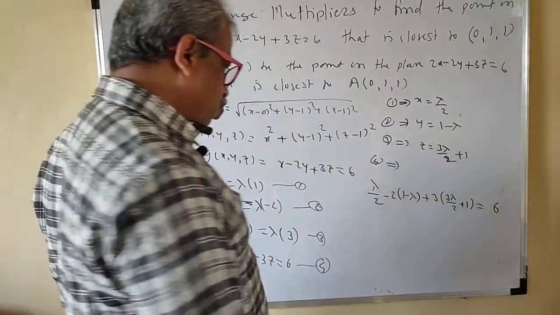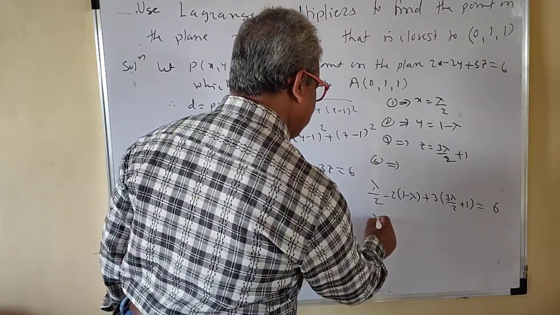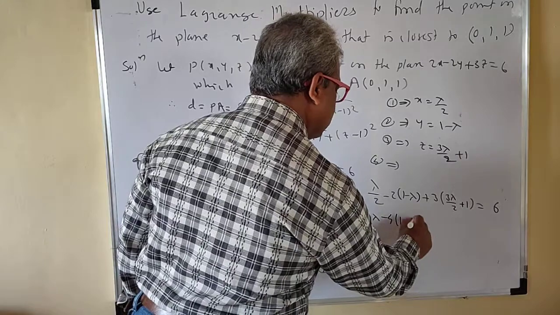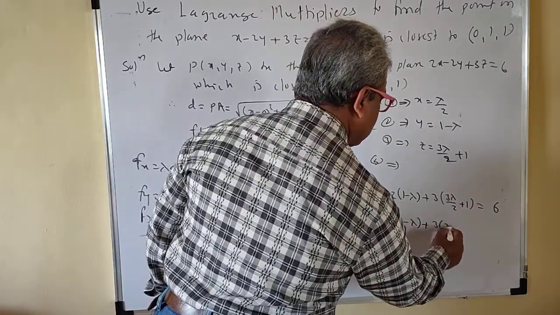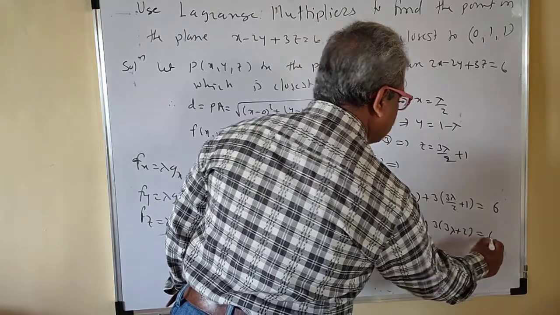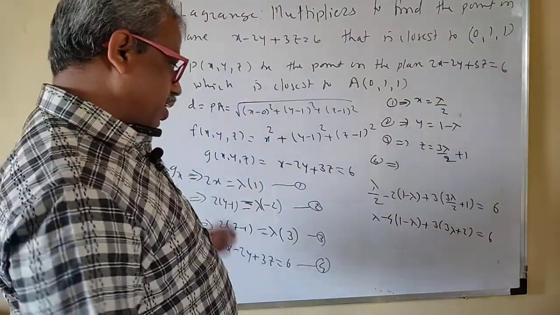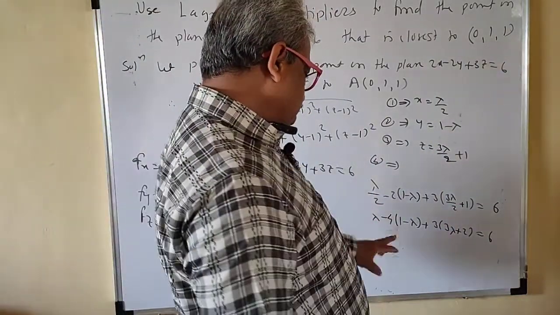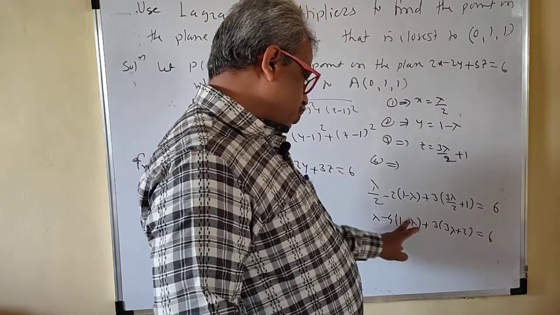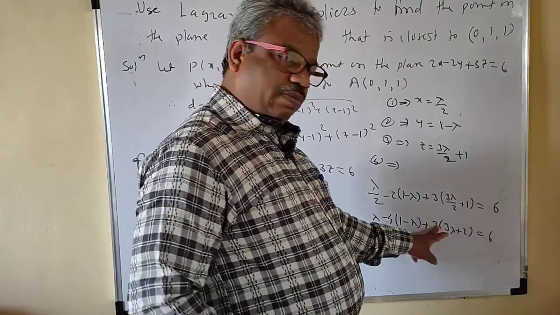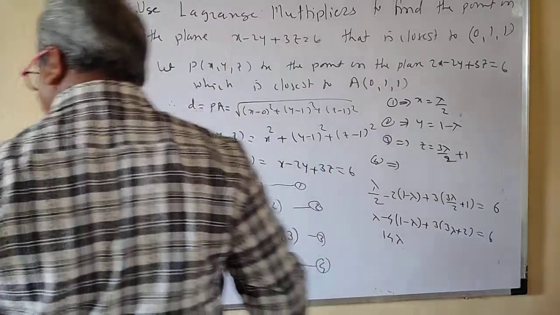So I multiply by 2 first. So what happens is this is lambda minus 4 into 1 minus lambda, plus I multiply by 2 inside, this is 3 lambda plus 2, is equal to 6. See here, I have multiplied by 2 inside the bracket. I'll open the bracket now, and I'll correct the value of lambda. Minus 4 lambda becomes plus 4 lambda. So this is 5 lambda plus 9 lambda, so 14 lambda.